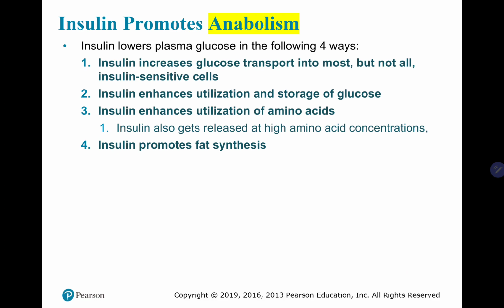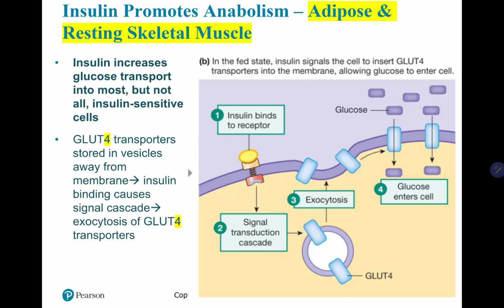So insulin promotes anabolism. Let's get back to insulin for a second. How does insulin promote anabolism? Insulin is going to lower plasma glucose in the following four ways. Insulin increases glucose transport into most, but not all, insulin-sensitive cells. It also enhances utilization and storage of glucose, and we'll talk about that in a second. Insulin will also promote fat synthesis, and it enhances utilization of amino acids. But I want to talk about numbers 1 and 2.